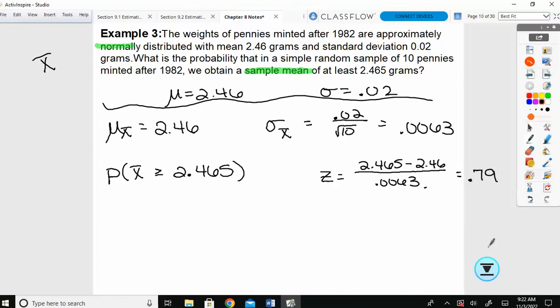Remember, Z values, we're looking on our table, so we can only do 2 decimal places. So we have to find the probability that Z is greater than or equal to 0.79. So the table gives us less than. How do we find greater than? 1 minus. Then we go to our normal distribution, so that table, and we're looking at 0.79.